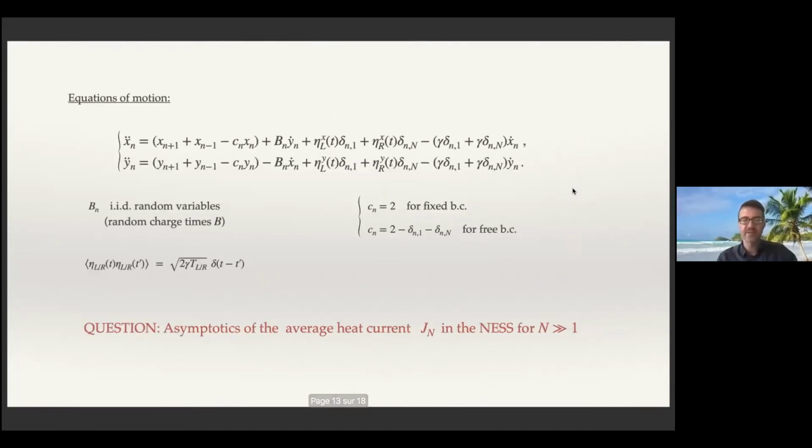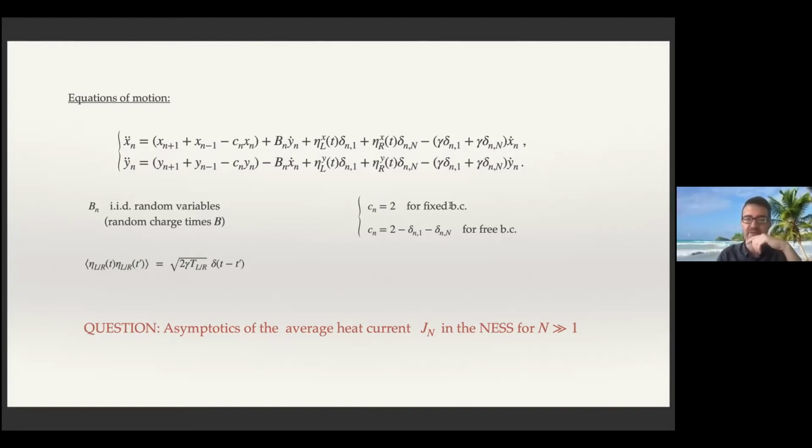If you want the equations, they are written here. Each particle has 2 degrees of freedom, so now you have not only one coordinate, but x_n and y_n, the coordinates of the particle n. They are interacting just by harmonic interaction. There is the effect of the magnetic field here, B_n, which is just a random charge times B. So the magnetic field is not the same from one particle to the other. And here you have the action of the thermal baths at the boundaries. And here there are the C_n. The C_n are basically 2, but depending on the boundary condition, for free boundary condition I have to replace C_1 by 1 and C_N by 1. But mainly it is 2.